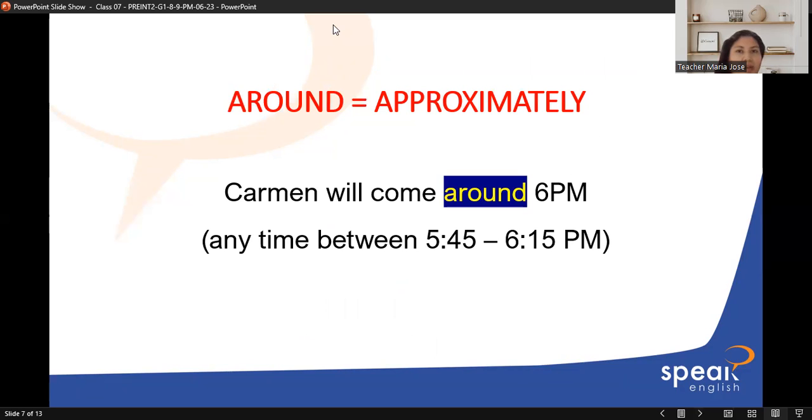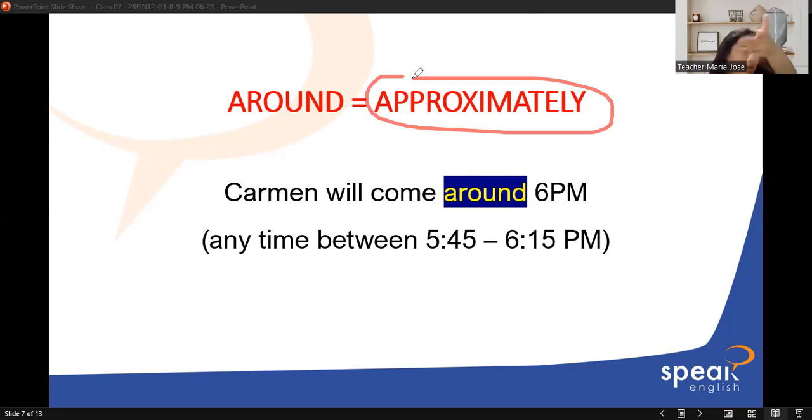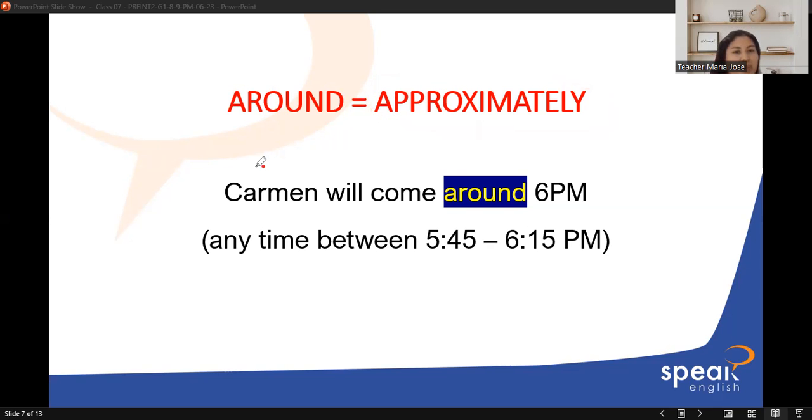Okay. Now, the other example that we have here is when we use the expression around. This is not specific. Around means approximate. Okay, close, around. For example, can you read this example, please, Abigail? Carmen will come around 6 p.m. Okay, focus on this. Around 6 p.m. When I use the expression around and then I have the time, this is approximate. So then what does that mean, Julio?